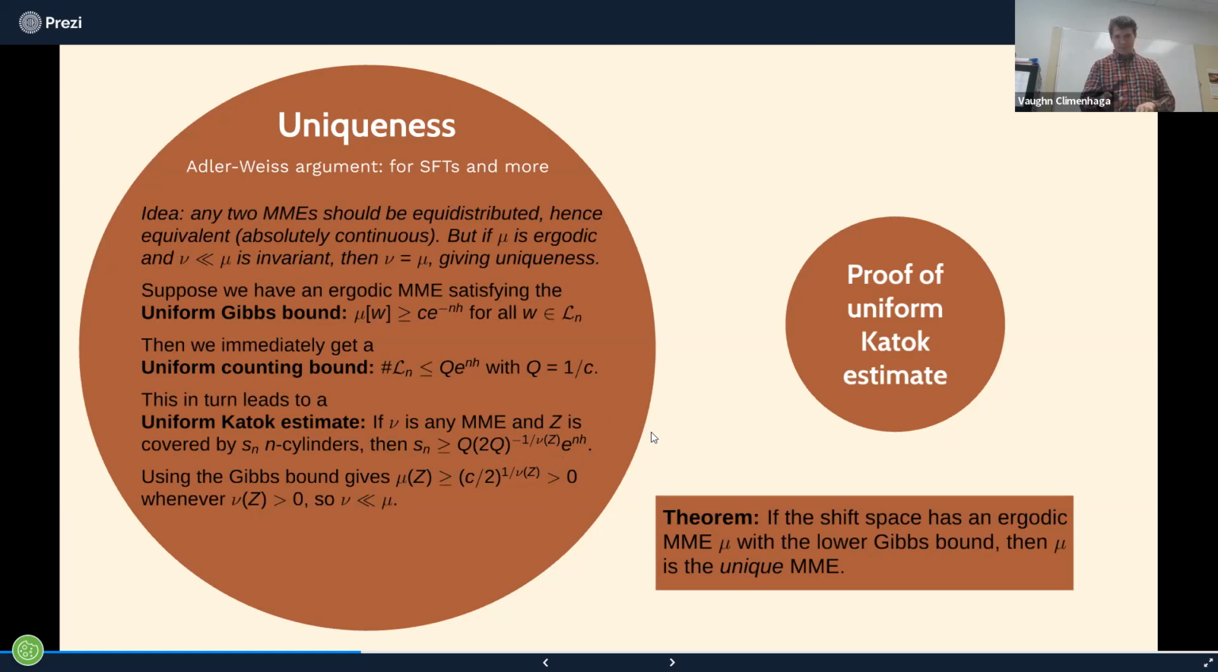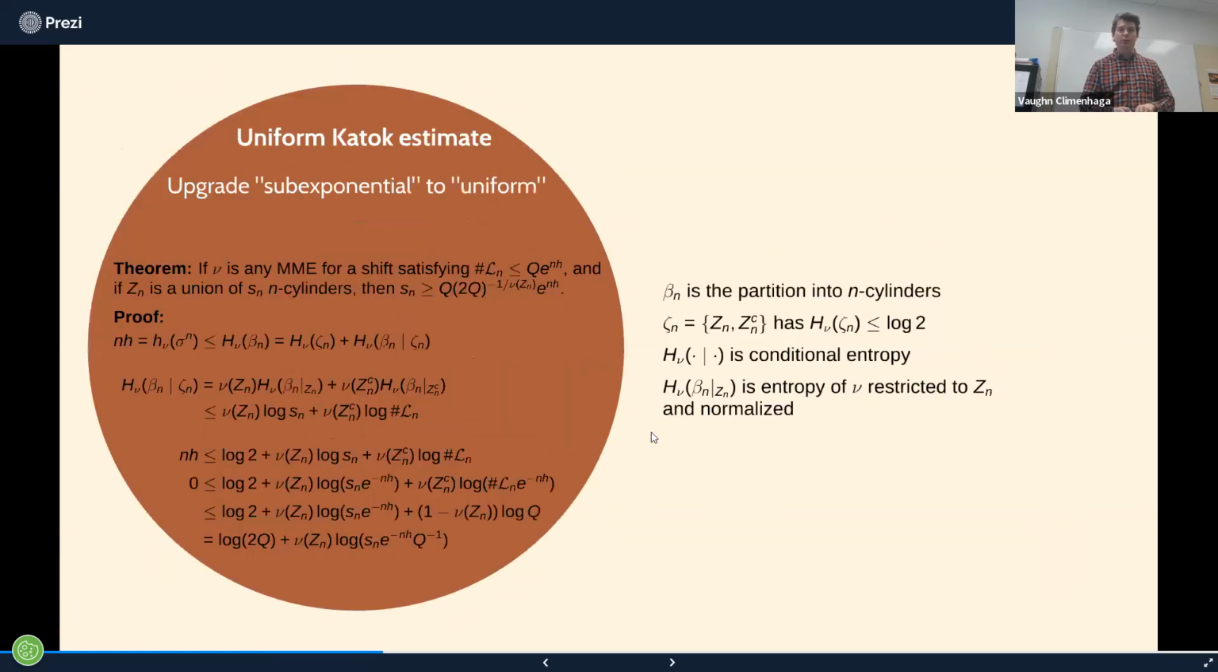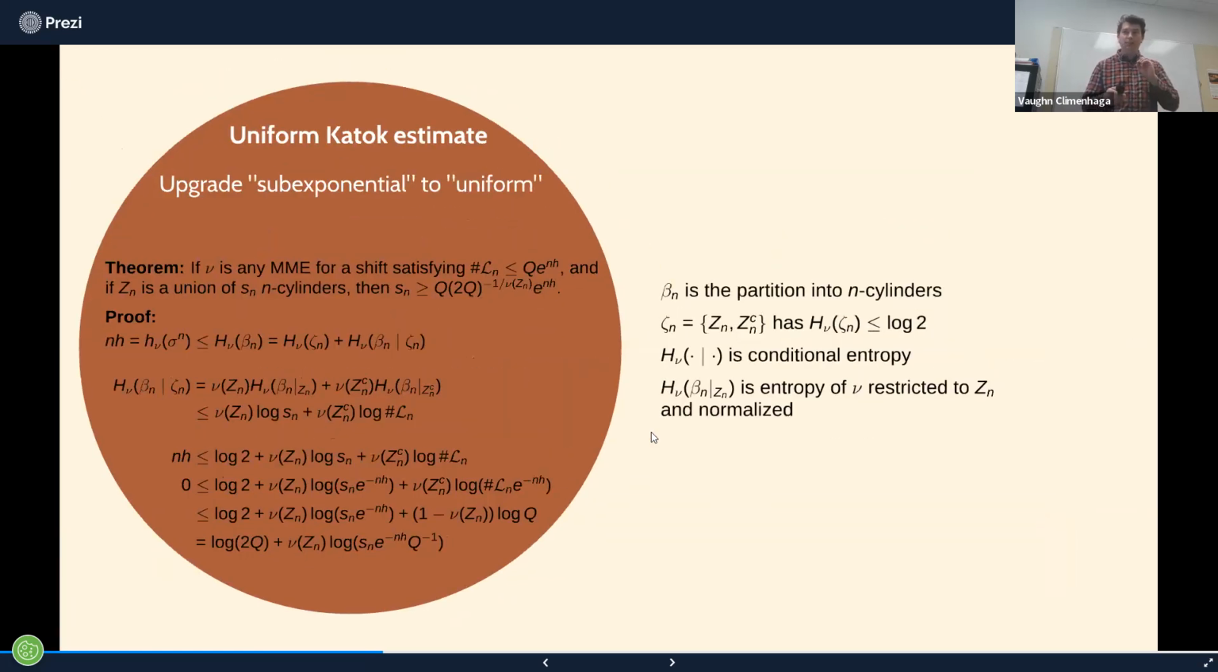There is a proof of this fact on a slide that I am not going to spend any time on, apart from one thing. The only thing I want you to observe about this slide, or rather to listen to me telling you, is that everything here is just general properties of entropy, except in one place, right here, where we use an assumption that the number of words of length n admits this uniform upper counting bound.